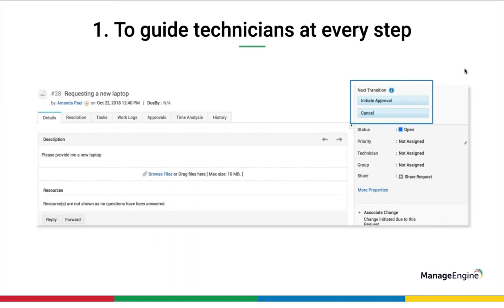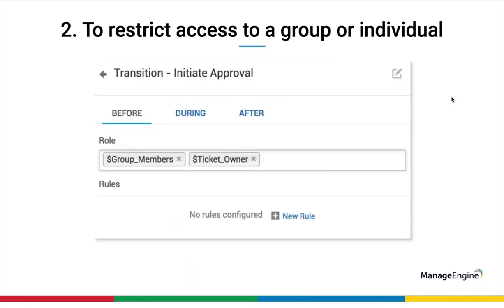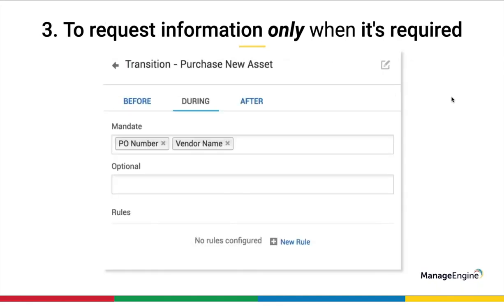First one, to guide the technician at every step. So you're going to show the technician the next possible transition. All right. So technicians are guided in the right path. Second, to restrict access to a group or individual. So transitions or statuses will be shown only to certain technicians. You can restrict it to show only to certain technicians. Okay. To request information only when it is required.